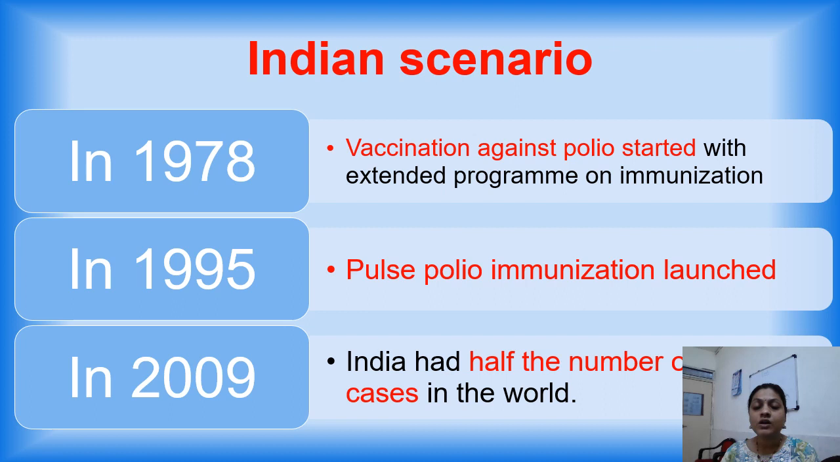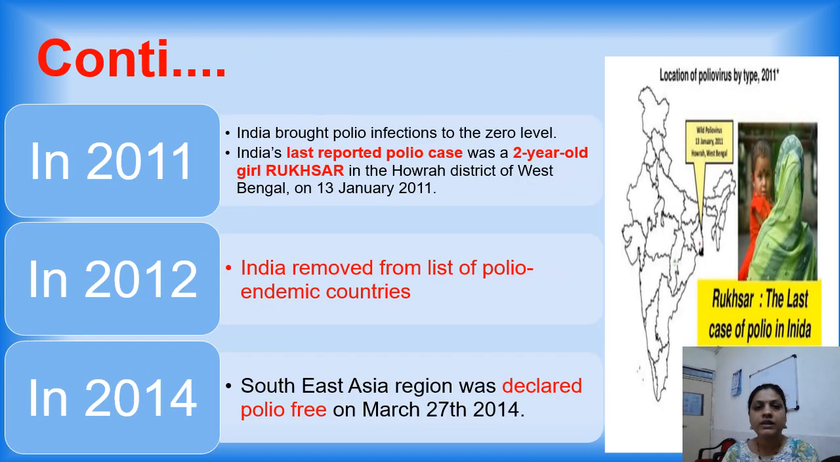In 2009, India had half the number of cases of the total in the world. Then by the year 2011, India brought polio infections to the zero level. That is, the number of new cases of wild polio transmission had become zero, and the last reported polio case was a 2-year-old girl, Rukhsar, in Howrah district, West Bengal. That was in 2011, the last case.